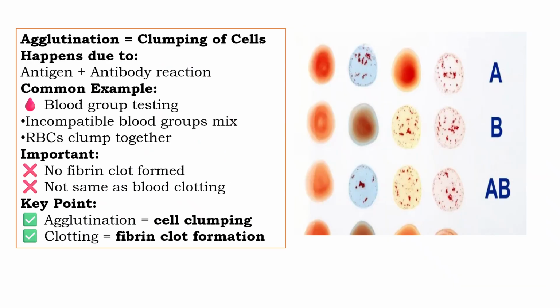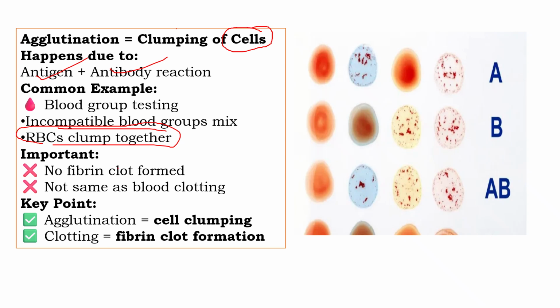Now let us understand what is agglutination. Students often confuse this. So it is clumping of the cells, there is no fibrin thread-like formation or clot formation. There will be a cell aggregation or clumping of the cells. It happens due to antigen and antibody reaction. A very common, classical example that you have studied is blood group testing. When incompatible blood groups mix, at that time you can see the RBCs, that is red blood cells, clump together.